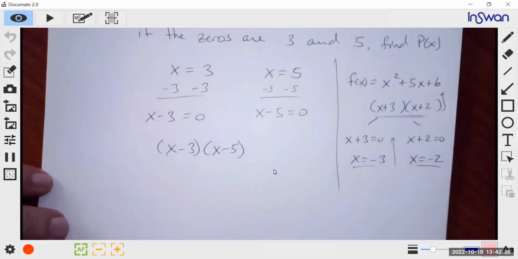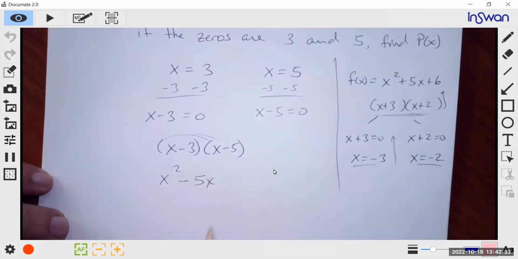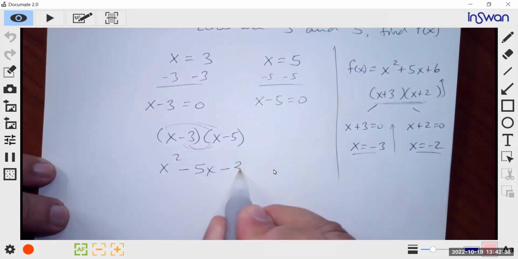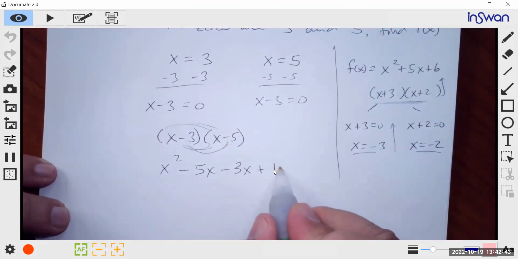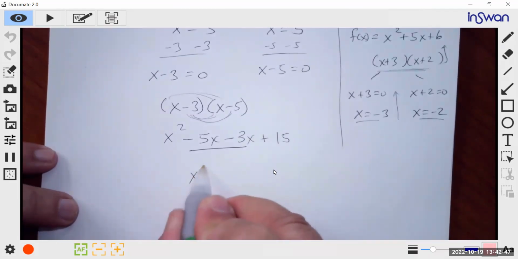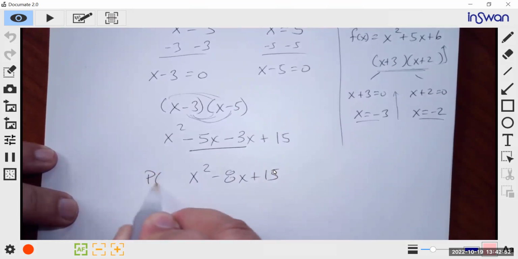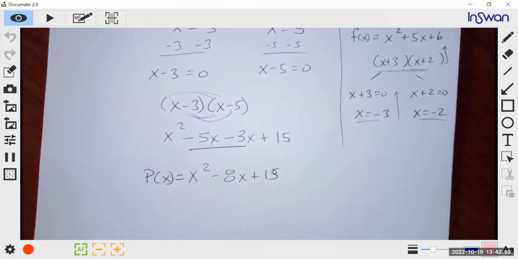I get the polynomial. So x times x is x squared. Positive, negative is negative. X times 5 is 5x. Negative times positive is negative. 3 times x is 3x. Negative, negative is positive. 5 times 3 is 15. Combine like terms. So there's the polynomial where it came from. That's all we're doing, working backwards.